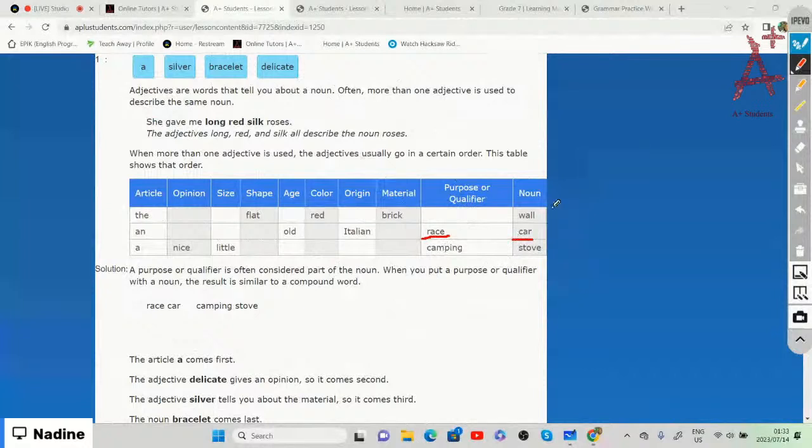Then if we put those words together, it is like race car. What type of car? A race car. The same with the next one. The purpose or qualifier is camping, and the noun is stove. Then we say camping stove, not the actual stove that we're using at home, for example.